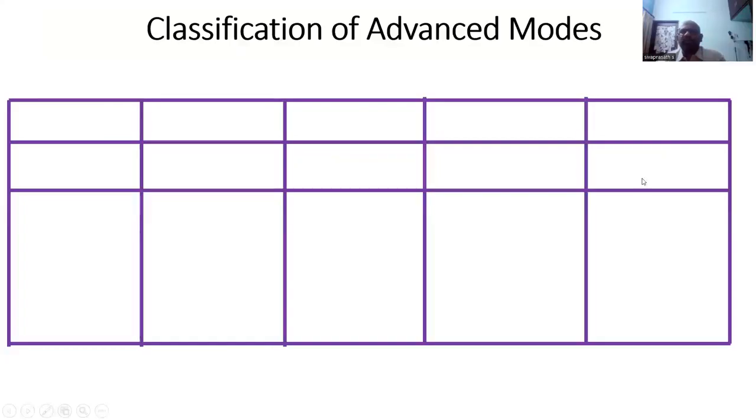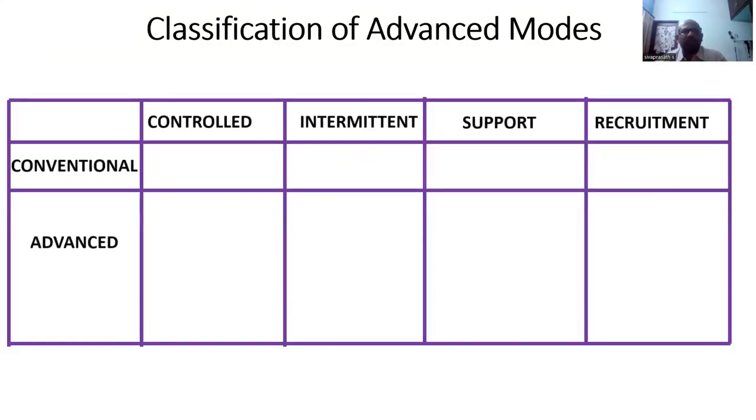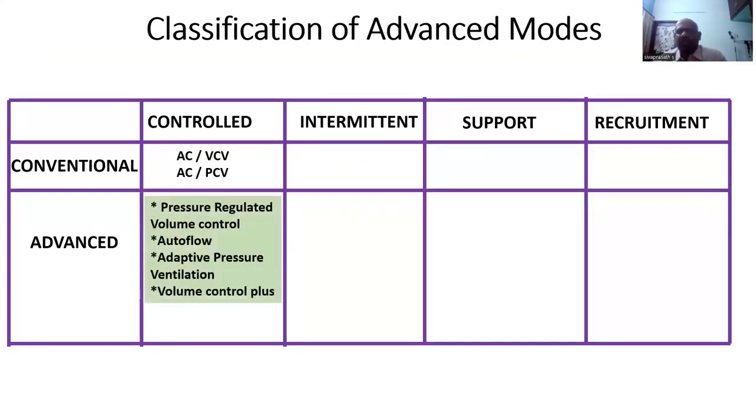Now coming to classification of advanced modes. I already told you I am going to classify them as extensions of the basic modes. So I have controlled, intermittent, support modes and recruitment mode. Though recruitment is not a specific mode, putting some modes into that box will help you understand them better. In conventional mode, we have assist control volume or pressure control ventilation. Then the extension of that is pressure regulated volume control. So you have the benefits of both pressure control ventilation and volume control ventilation through pressure regulated volume control.